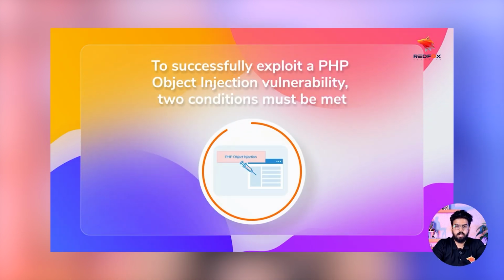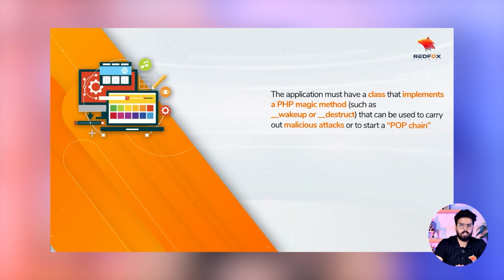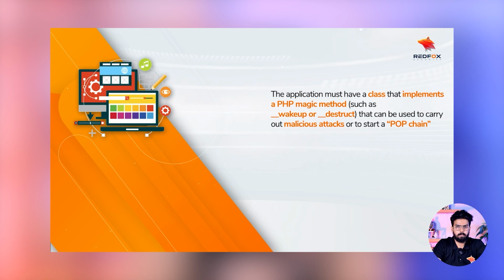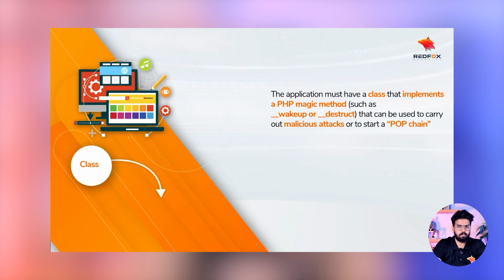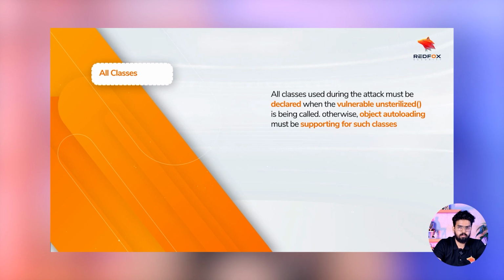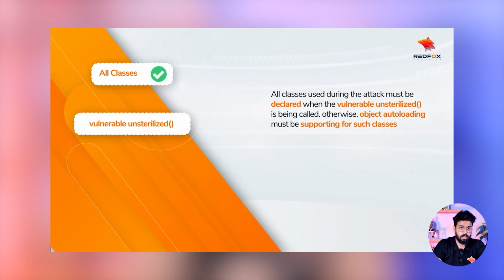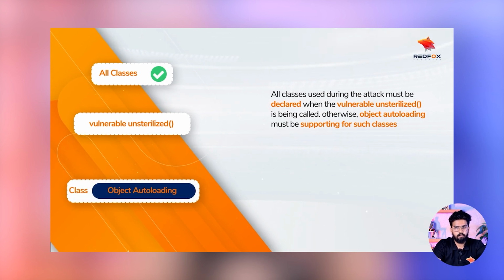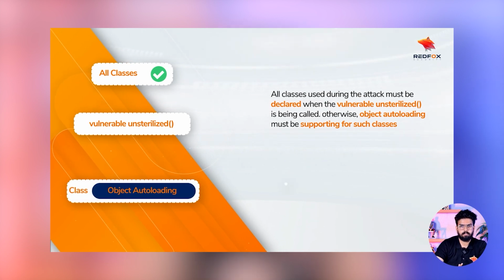Now, to successfully exploit a PHP object injection vulnerability, two conditions must be met. First one is the application must have a class that implements a PHP magic method such as __wakeup or __destruct that can be used to carry out malicious attacks or to start a POP chain. Second one is all classes used during the attack must be declared when the vulnerable unserialize is being called. Otherwise, object autoloading must be supported for such cases or classes.